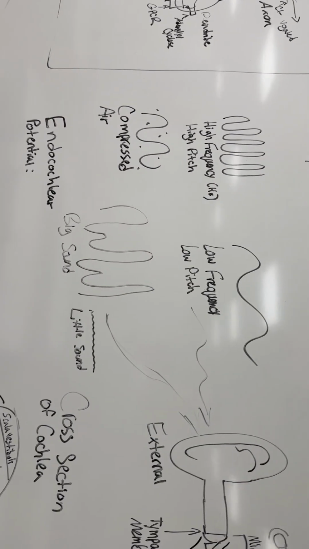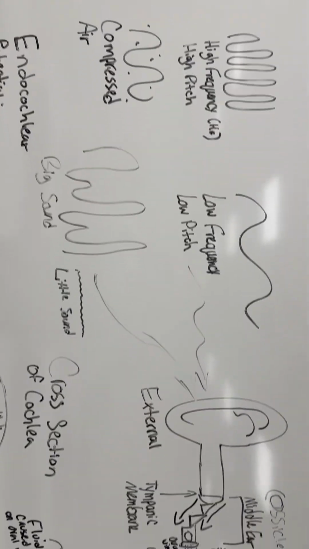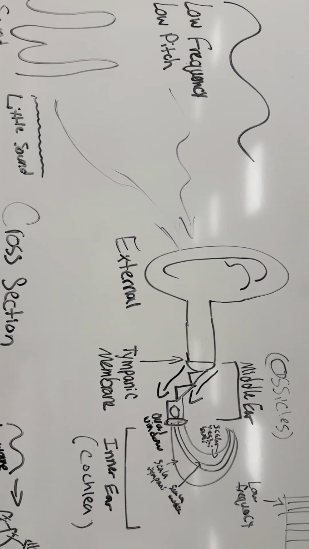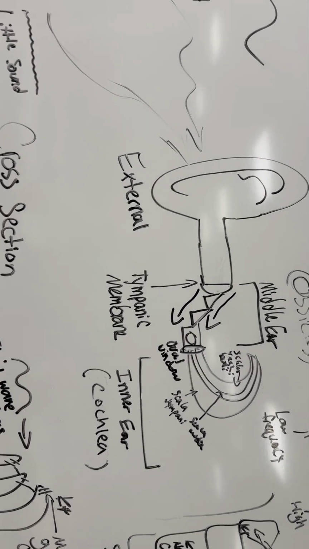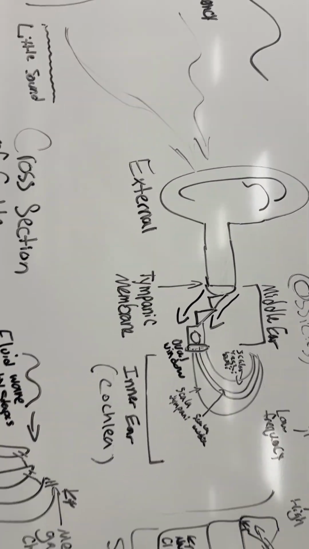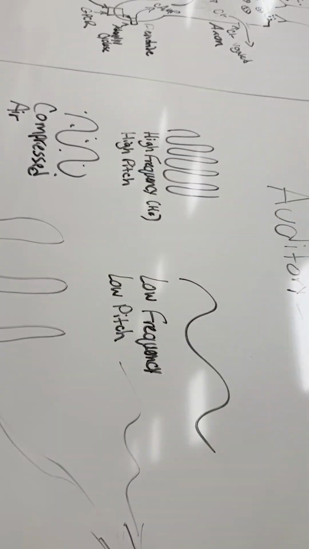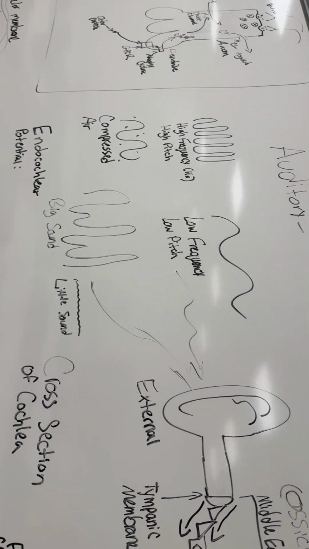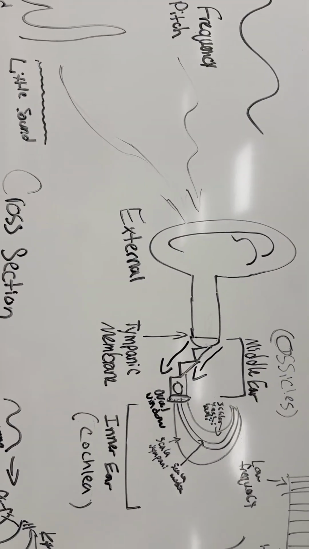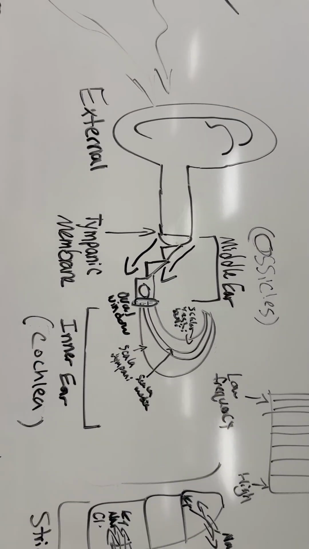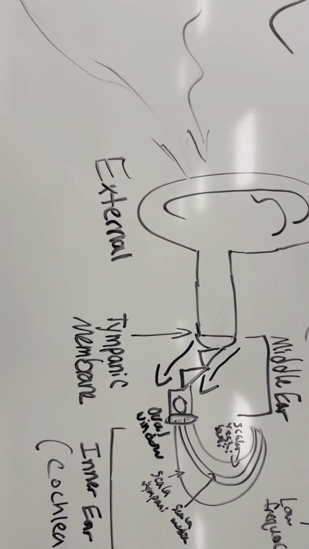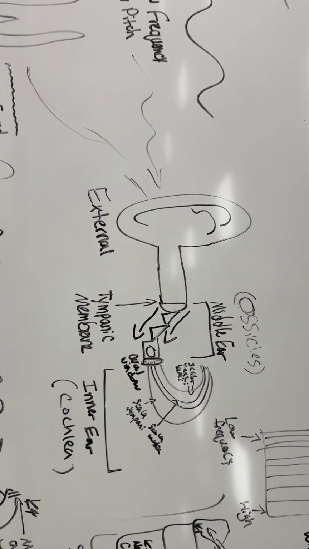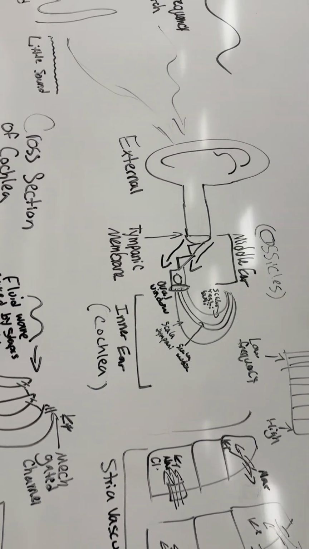So these sound waves get channeled into the ear by the external auditory canal. And if you look at your ear, right, you've got that interesting shape. So that's going to help to funnel these sound waves into your auditory canal. And the external ear is separated from the middle ear by the tympanic membrane. And the tympanic membrane is going to vibrate when it receives these sound waves.